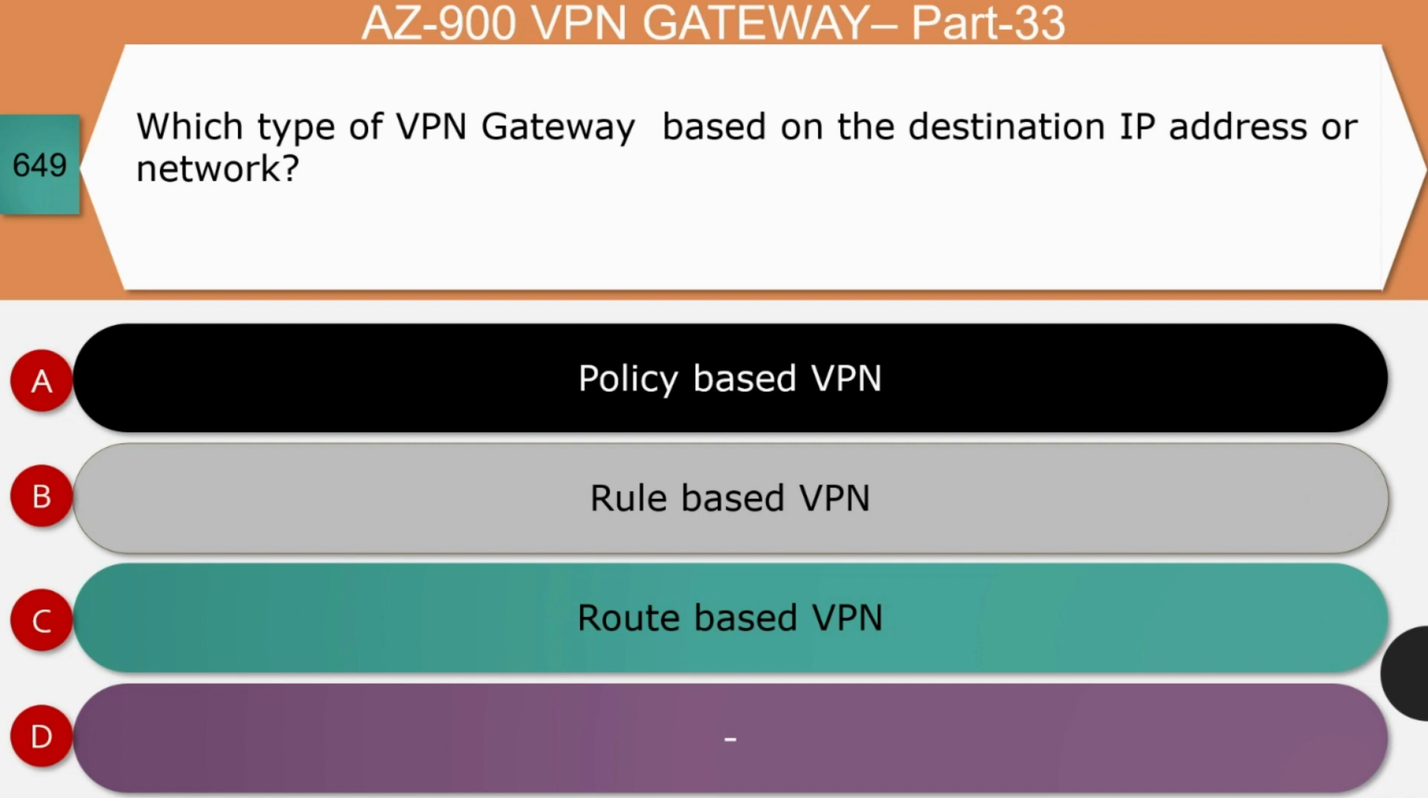Next question: which type of VPN gateway is based on the destination IP address or network? Is it policy based VPN, rule based VPN, or route based VPN? There is no concept called rule based VPN, and so between policy based VPN and route based VPN, the right answer will be option C. The route based VPN is a type of virtual private network that uses routing to determine which traffic is sent through the VPN tunnel. In a route based VPN, traffic is directed to the VPN based upon the destination IP address or network rather than by just using policies. And so option C is the right answer.